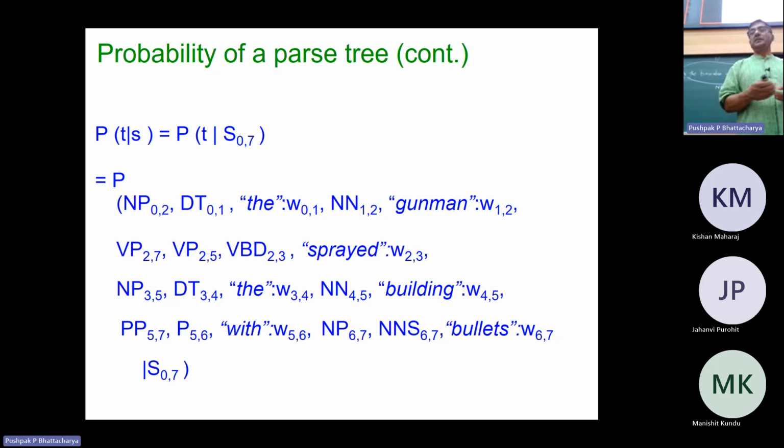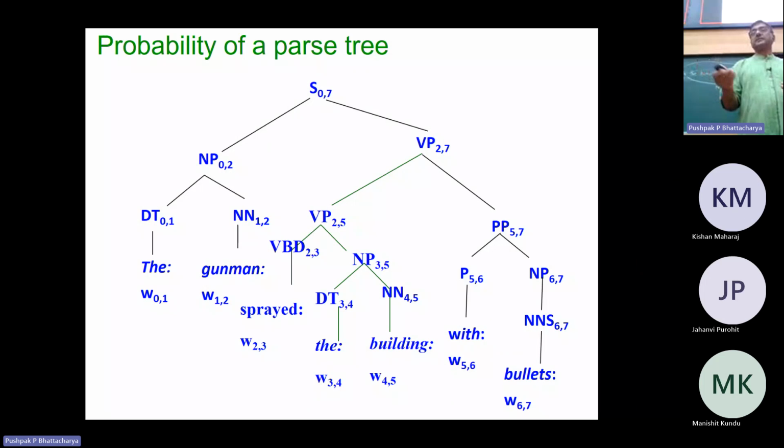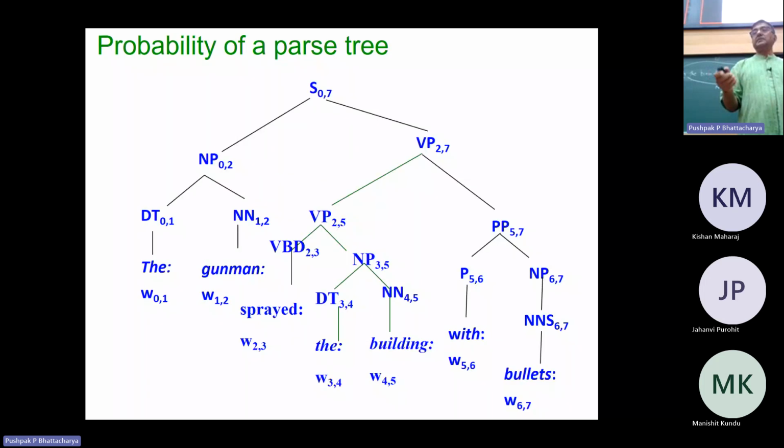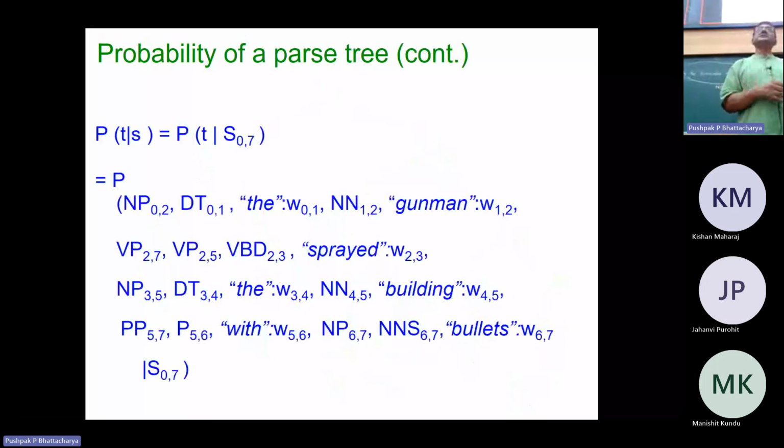So what is happening here? So look at this. S dominates 0 to 7. NP dominates 0 to 2. DT dominates 0 to 1. That dominates W_01. Okay. So this way we keep recording the domination by symbol, and we say that this domination is the joint probability of all these small dominations.